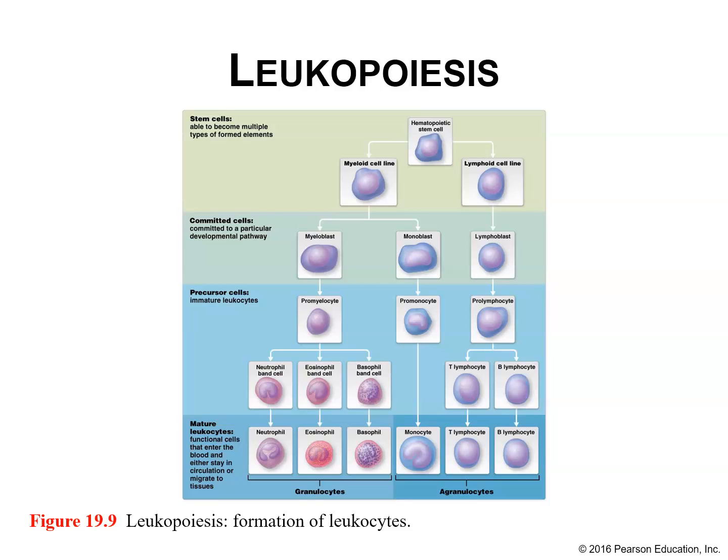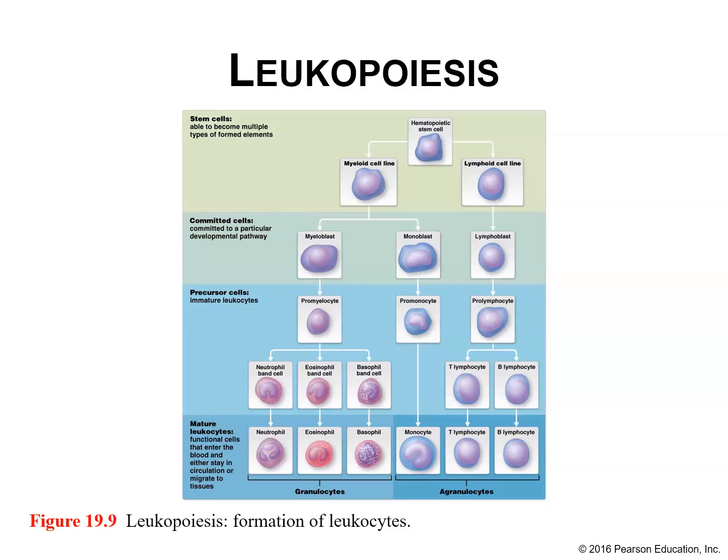So this is figure 19.9, which just basically shows you the general process of leukopoiesis, where the hematopoietic stem cell will differentiate into a myeloid or a lymphoid cell line. The myeloid cell line then either becomes a committed cell, which is either a myeloblast or a monoblast. And then the myeloblasts develop into promyelocytes, which are basically immature leukocytes, and the monoblast develops into a promonocyte. Whenever you see the term cyte, C-Y-T-E, that usually means it's starting to mature. Whenever you see the term blast, that means it's still differentiating. It's still in the precursor stage.